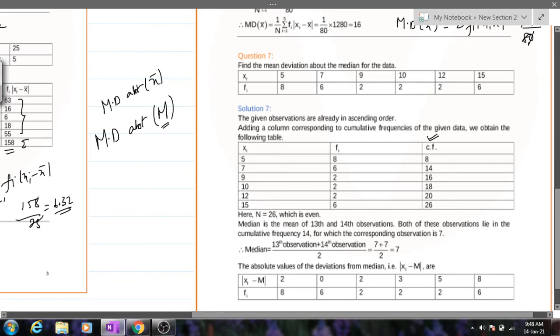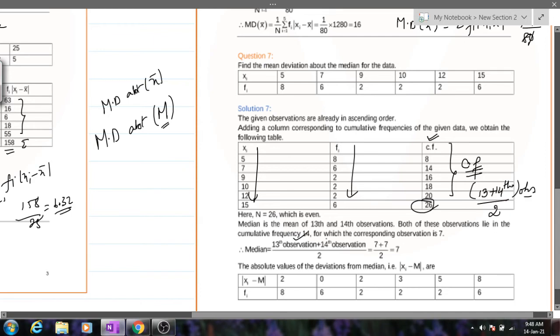So median, in class 10 you had already done how to calculate the median. Simply write fi and xi's value and then calculate the cumulative frequency. CF means cumulative frequency, and once you calculate it, you get a total of 26, and the same logic will be applied. You divide 26 by 2 and you get the 13th and the 14th observation, divided by 2.